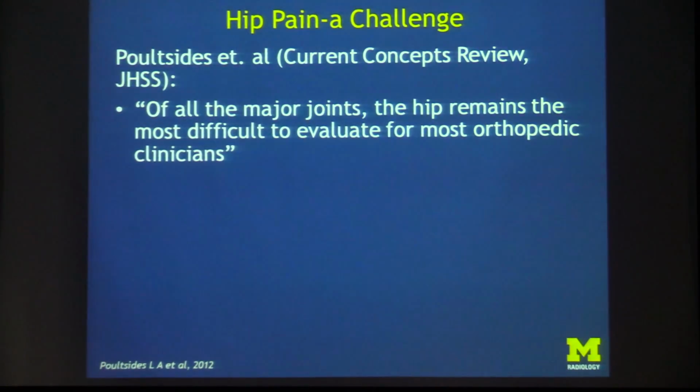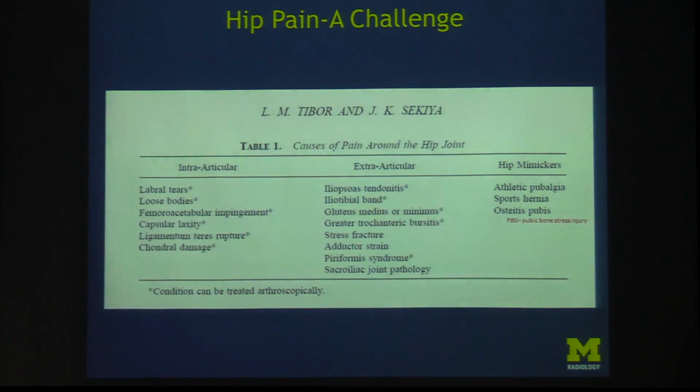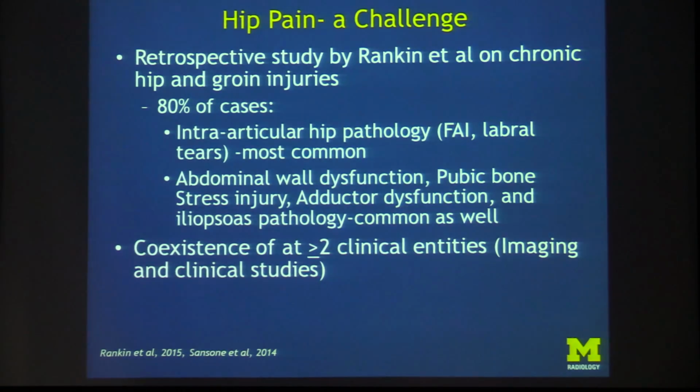And why is that? First of all, there is an overlap of symptoms. Different pain generators present in the same fashion. And there are many pain generators in and around the hip itself. And while often the cause for the pain in the pre-arthritic hip is intra-articular, for instance a labral tear, oftentimes you'll have abdominal wall dysfunction, pubic bone stress reaction, adductor tendinopathy, osseous pathology. And to complicate matters even more, not infrequently you will have two or more clinical entities in the same individual, and this has been shown on clinical and imaging studies.